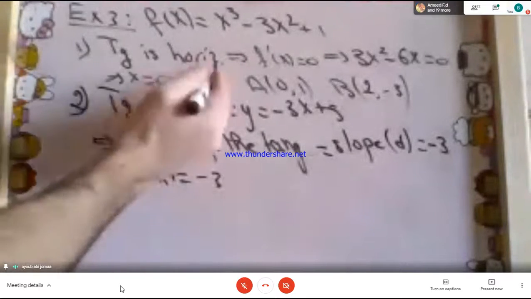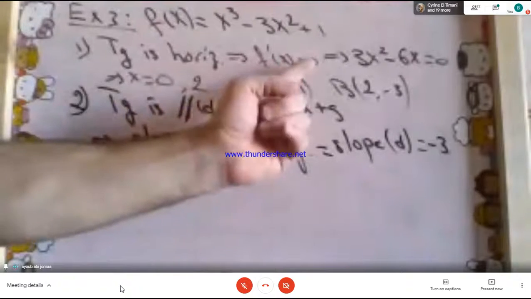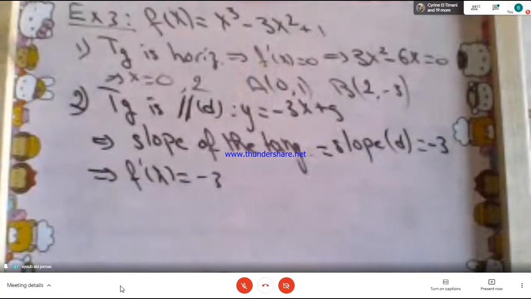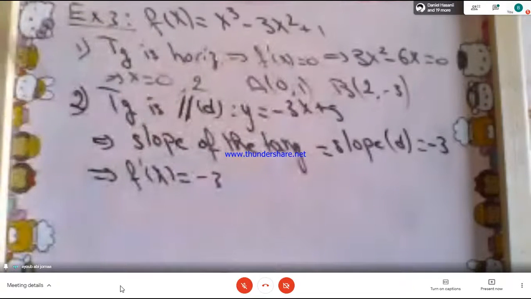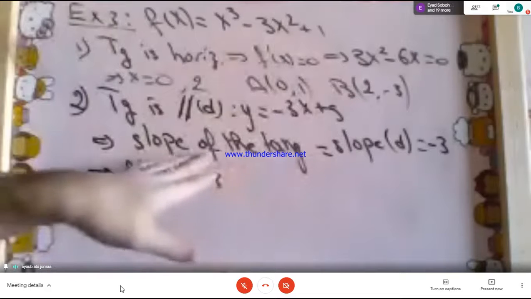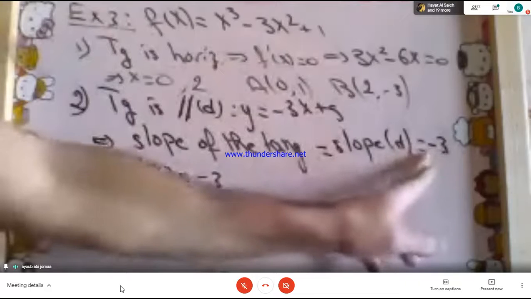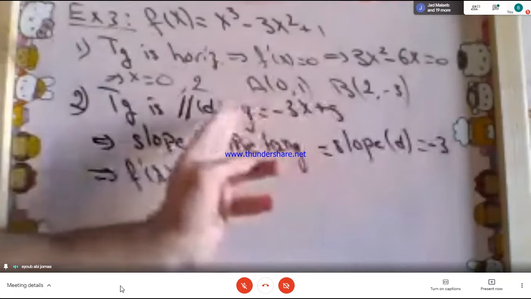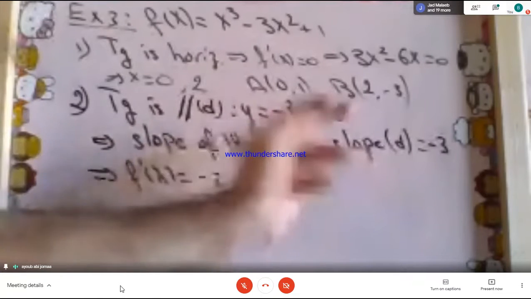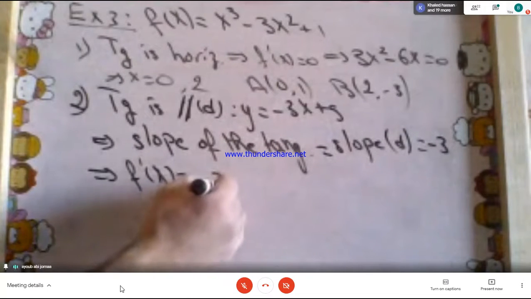The same idea as we did in the first part. In the first part, we said f prime of x is equal to 0, because this is the slope of the tangent line, and the slope is 0 since the line is horizontal. Here the same idea. The slope is the derivative. So f prime of x is equal to negative 3, because the line is parallel to line D of equation negative 3x plus 5, so they have the same slope. Okay? Now, f prime of x is equal to negative 3.